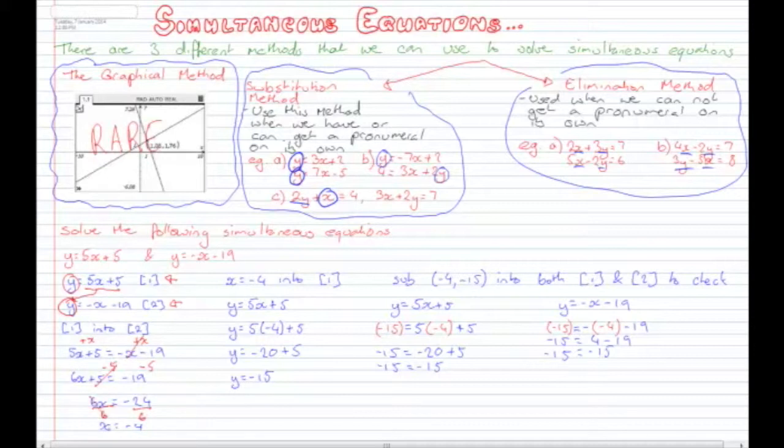The 6's will cancel out, getting us x is equal to negative 24 divided by 6, which is negative 4. So I now know that x is equal to negative 4. I'm going to substitute that into either one of the equations. I'm just choosing equation 1 because that's the first one there. x equals negative 4 into equation 1.